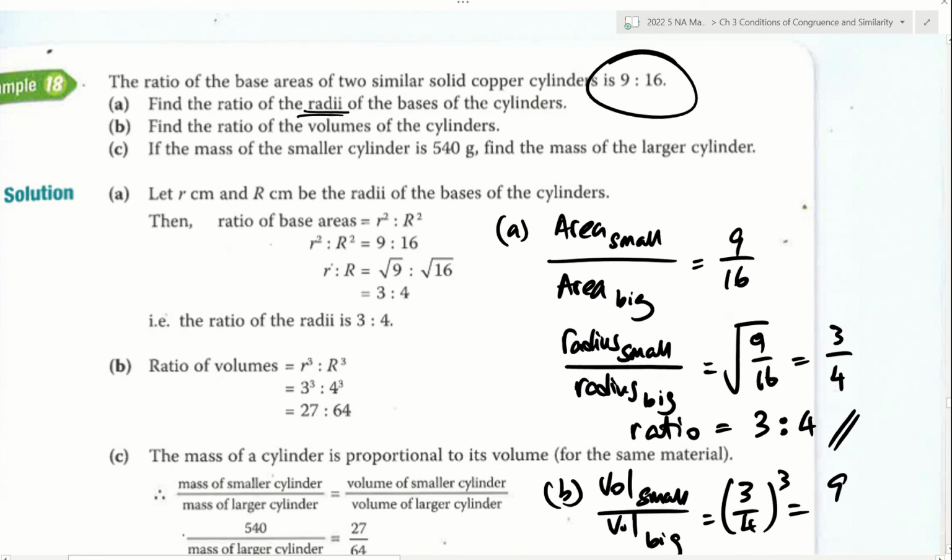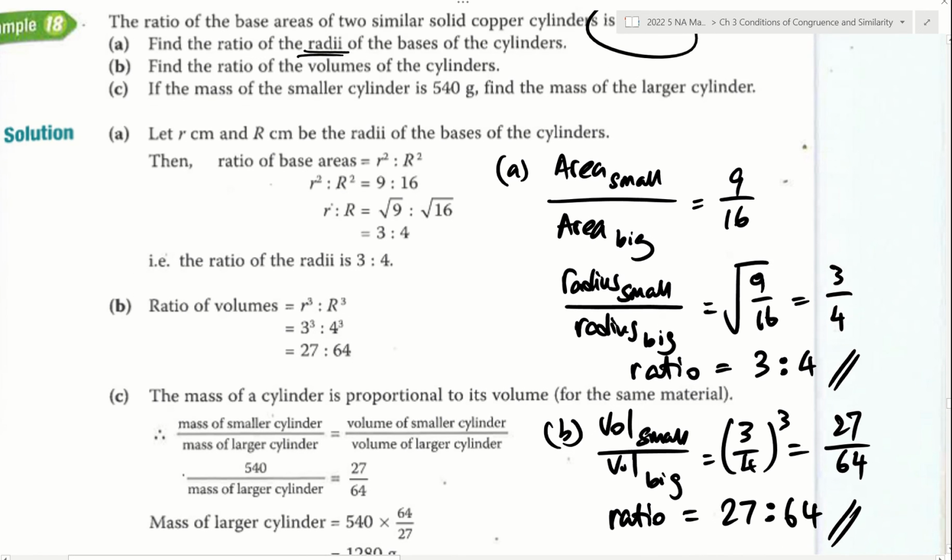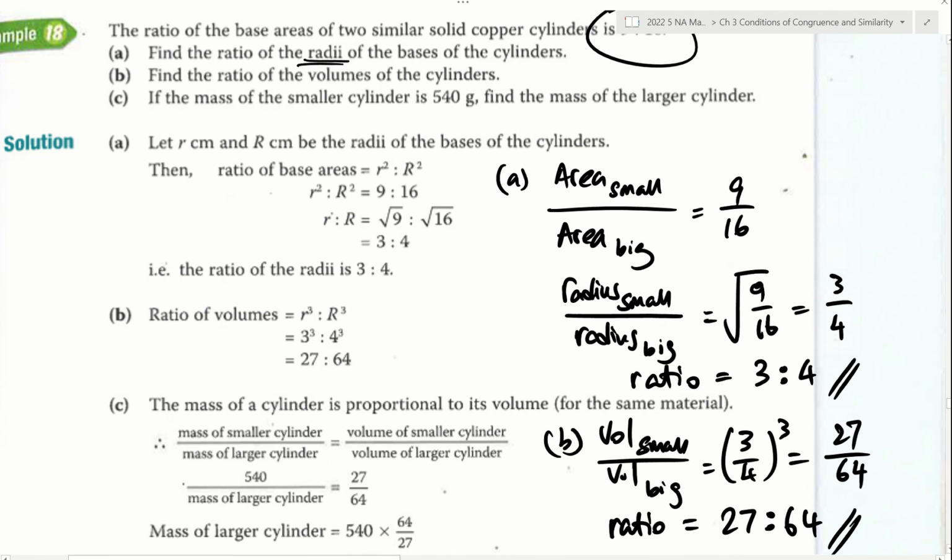So 27 over 64. So ratio is 27 to 64. Done. The final part. Okay, this is something new. If the mass of the smaller cylinder is 540 grams, find the mass of the larger cylinder.